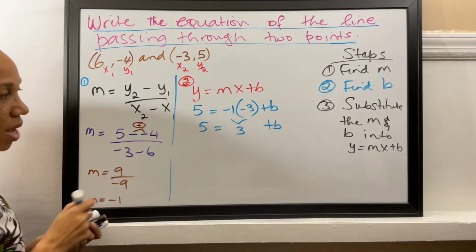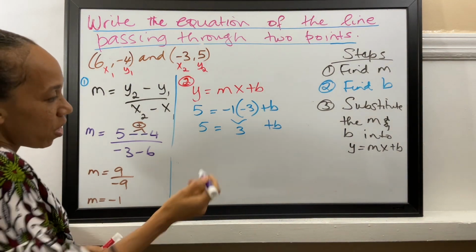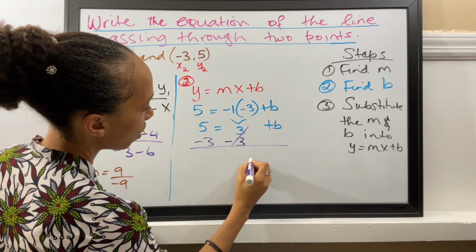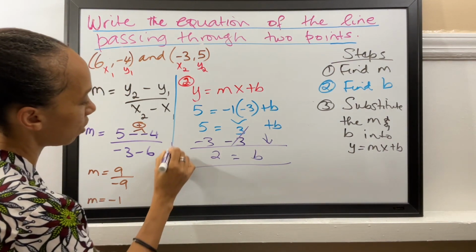And I need to get rid of that 3 and bring it over to the other side. So I'm going to do -3 here. This cancels out. b comes down. b is equal to 2. So that is our b.